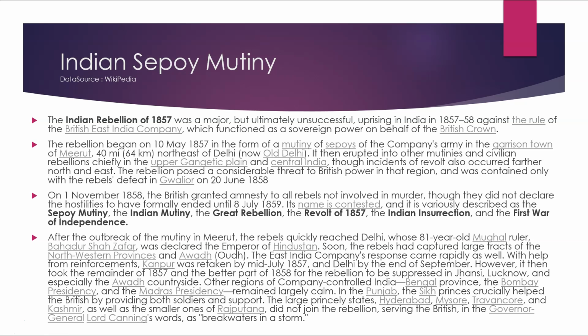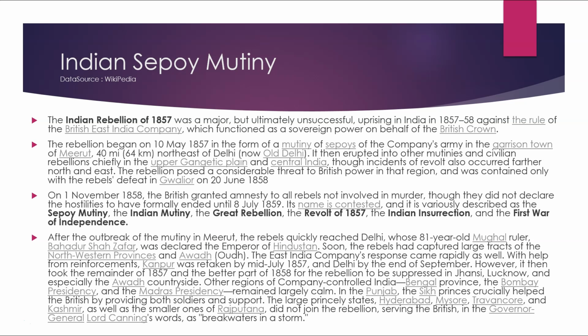So we will first talk about the Indian Sepoy Mutiny. The Indian Sepoy Mutiny or the Indian Rebellion of 1857, also called the 1857 की क्रांति in Hindi, was a major, ultimately unsuccessful uprising in India in 1857-58 against the rule of the East India Company, which functioned as a sovereign power on behalf of the British Crown. The rebellion began on 10th May 1857 in the form of a mutiny of sepoys of the company's army in the garrison town of Meerut, 40 miles northeast of Delhi.